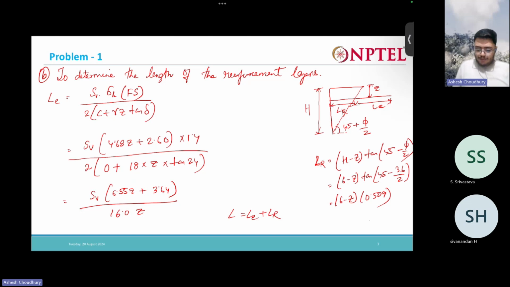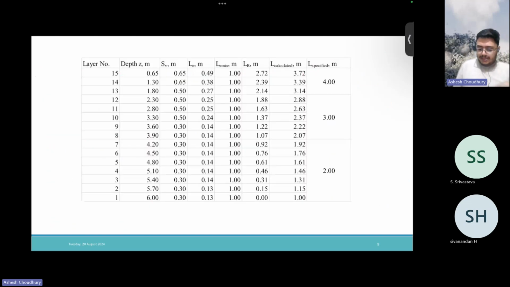Then the next step was to determine the length of reinforcement, and for that we have to satisfy the pullout criteria. So that we did, we got the L. This table we formed, and I will share it in Excel for you so that you can easily do the calculation. Then we specified this length for the reinforcement.